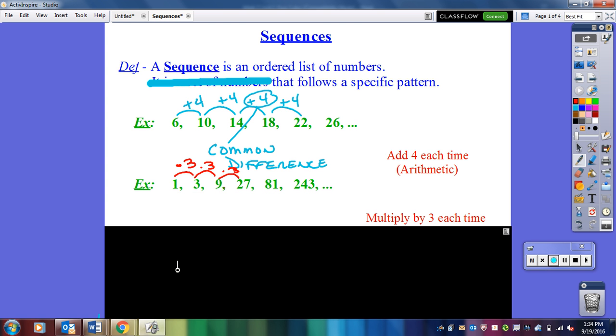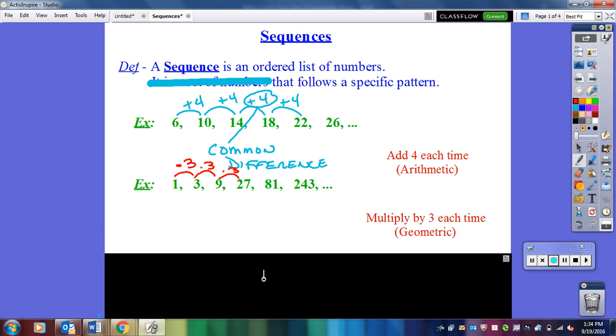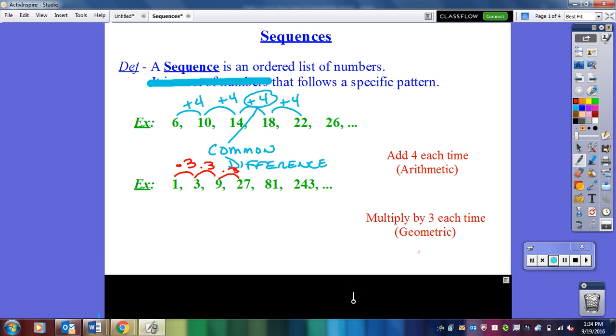It's times 3 each time, multiply by 3 each time, and it's called a geometric sequence, which we'll get into in more detail later. And these numbers, where it's multiplying by the same number, in this case 3, is called the common ratio.